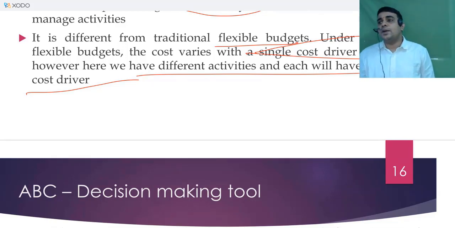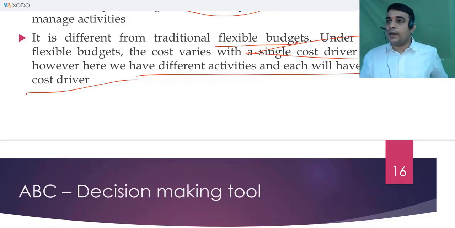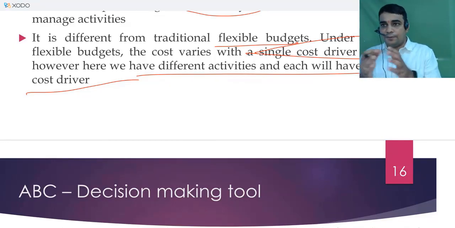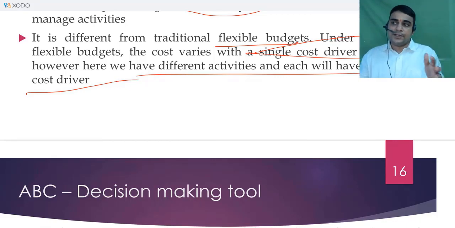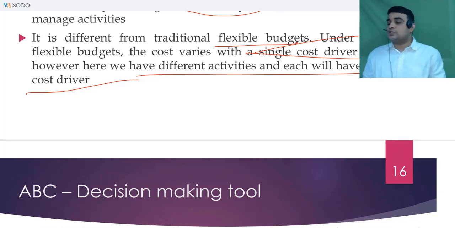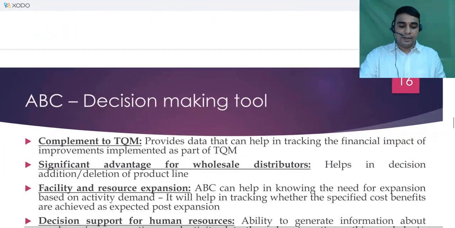Now, ABC's role in decision making. Decision making is one, it can help you in doing manpower planning. How it helps in manpower planning is, I have told you about different activities. So based on the different activities, you'll be able to understand how many employees would be needed. So resource planning or manpower planning can be done. It can also help you know when to expand, when not to expand, which products to expand, which products to shut down. So it can help you in rationalizing your product range. It can help you in taking a decision on certain expansions to be done.